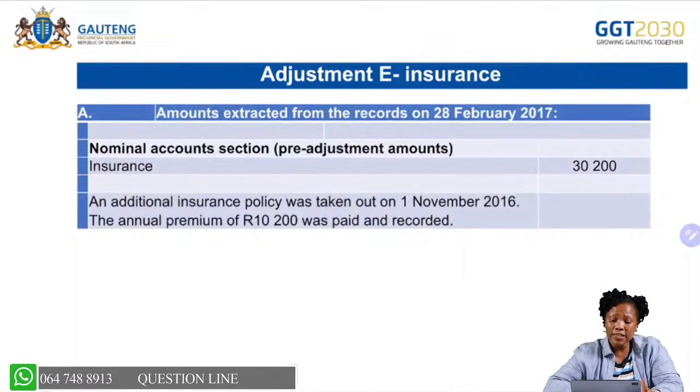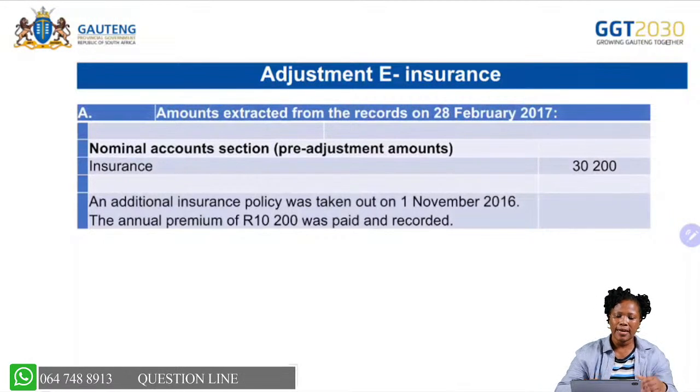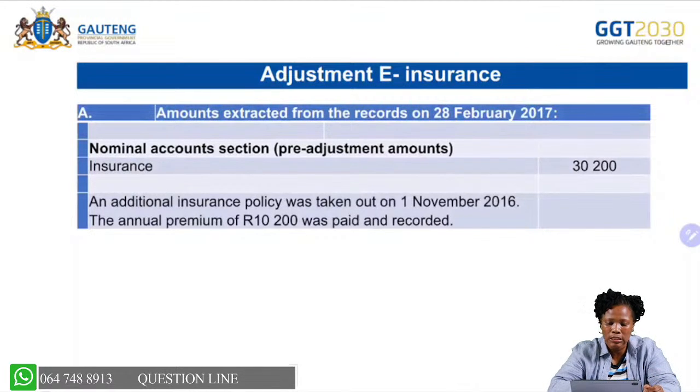Okay, let us look at the insurance. It is our next adjustment. Check the nominal account section. You have been given 30,200 rands. An additional insurance policy was taken out on 1st November 2016. The annual premium of 10,200 was paid and recorded.